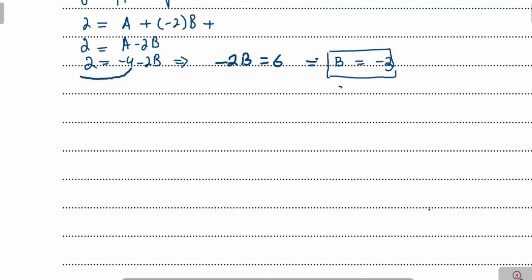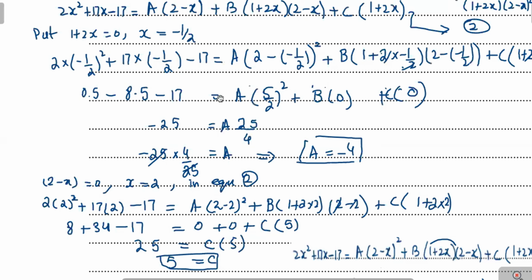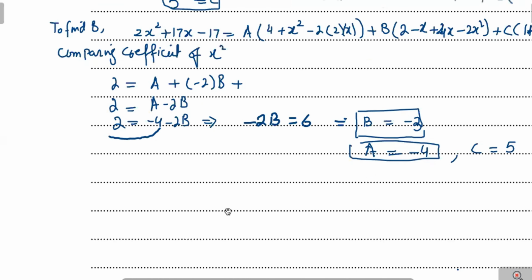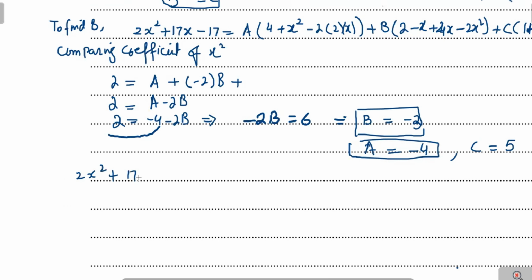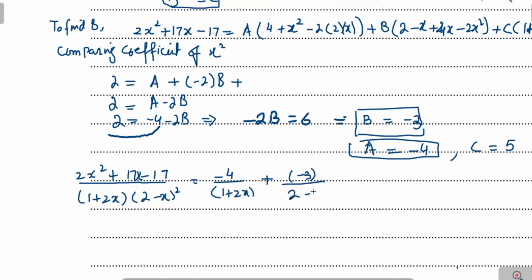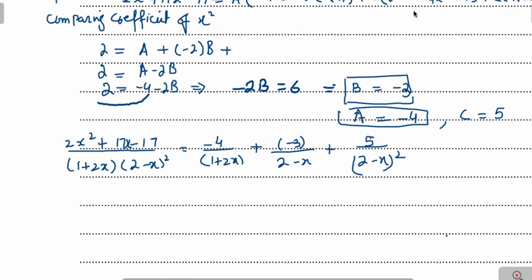The value of b is minus 3, and the value of a we already found is minus 4, and the value of c is equal to 5. We put the values in this equation 1. We get 2x squared plus 17x minus 70 over (1 plus 2x) into (2 minus x) whole squared equal to a over 1 plus 2x, where a is minus 4, plus b over 2 minus x, where b is minus 3, plus c over (2 minus x) whole squared, where c is 5. This is the partial fraction form of the function, and this is the answer.